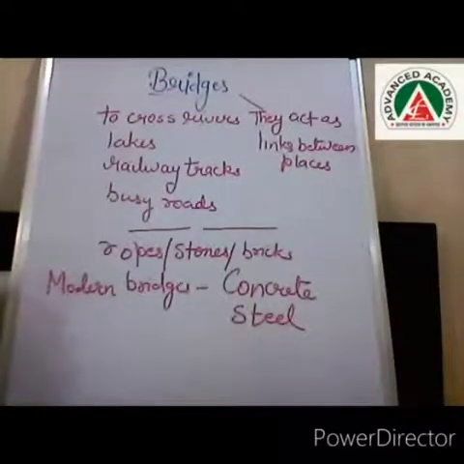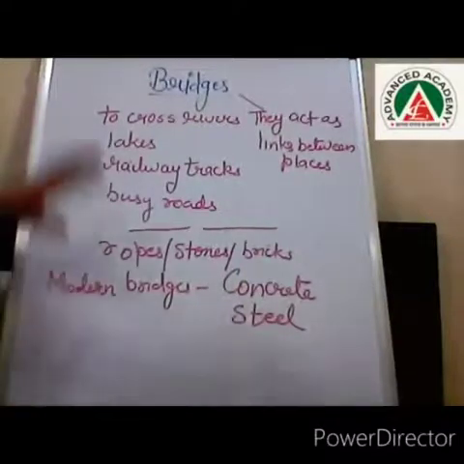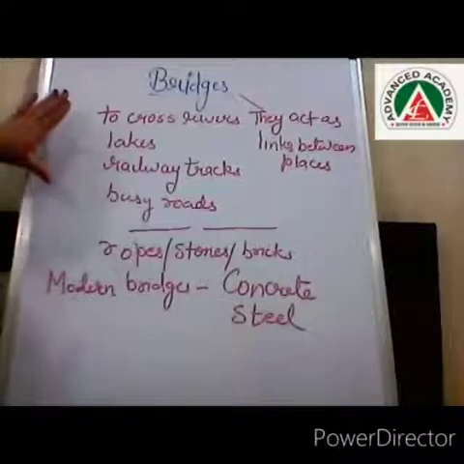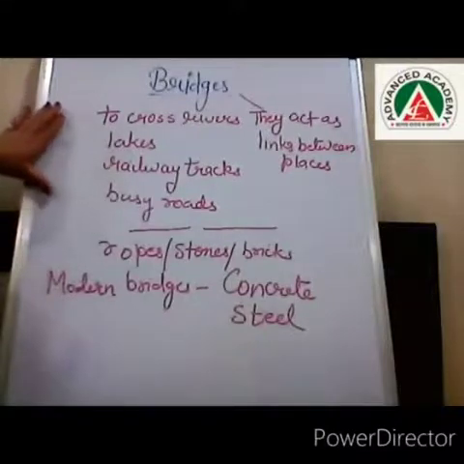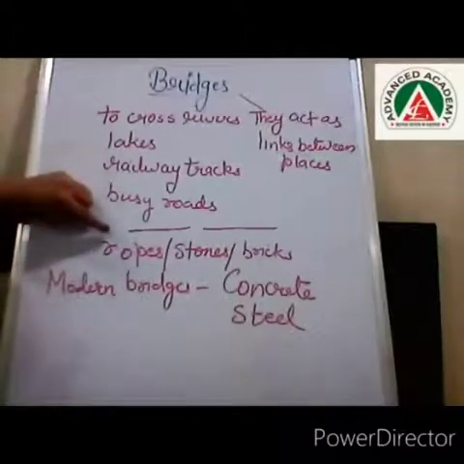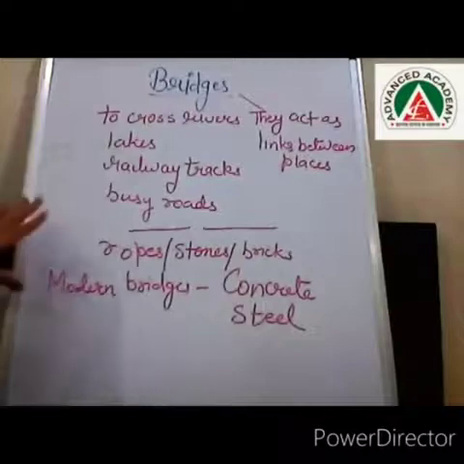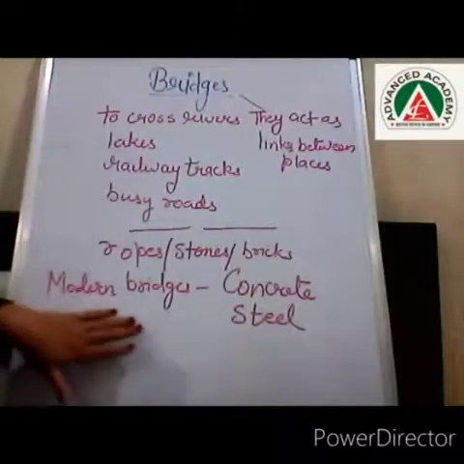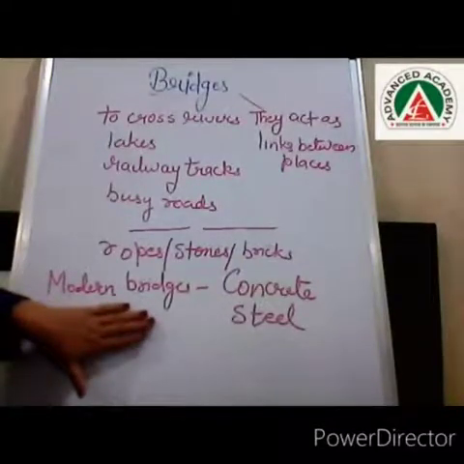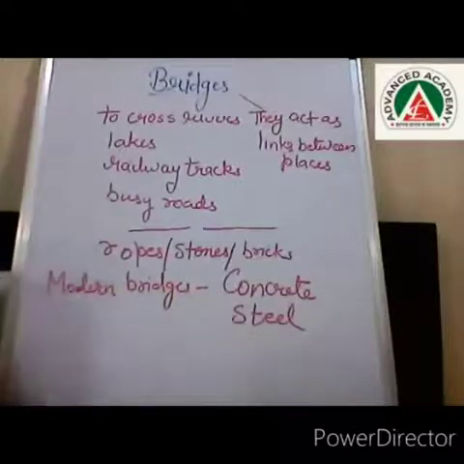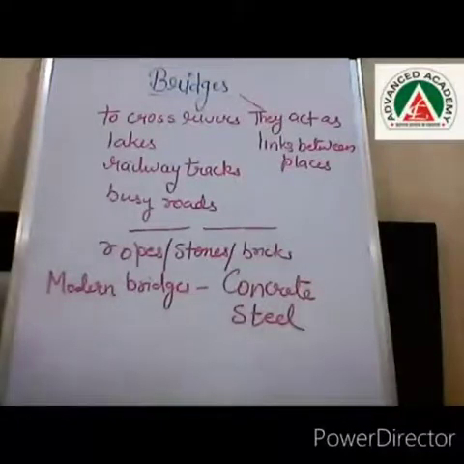In earlier times, people used to make bridges with the help of wooden planks or bamboo poles. Later, they started using ropes, stones and bricks. But if I talk about modern bridges, nowadays bridges are made of concrete and steel. Now I will explain to you about different types of bridges. Here we go.